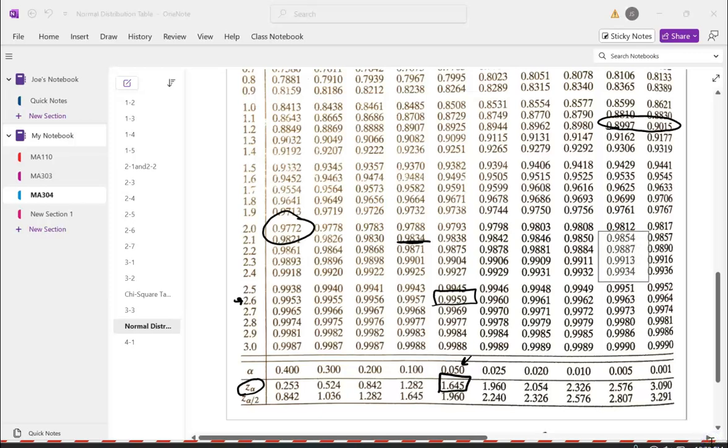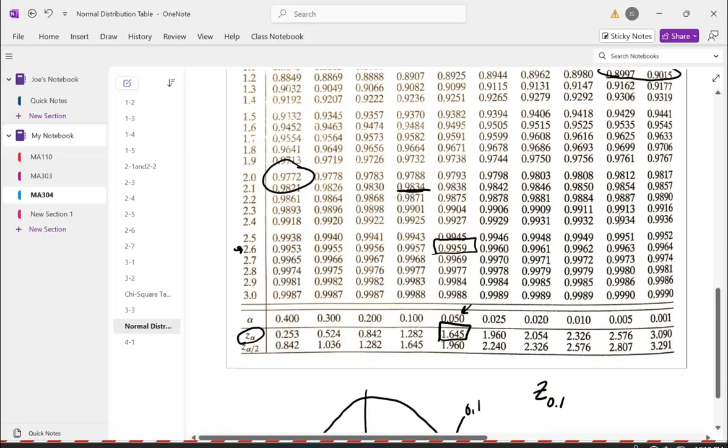This corresponds to 1.28 and 1.29. It's closer to the 1.28 than it is to the 1.29. That's why this value over here is 1.282. Okay.